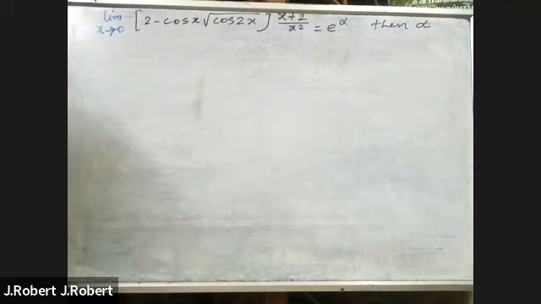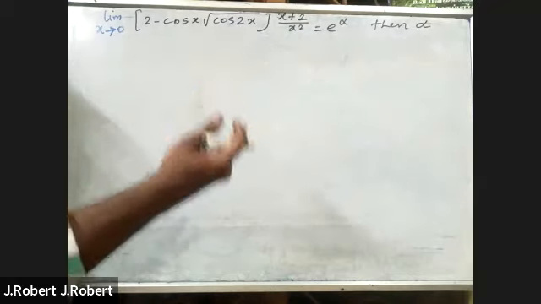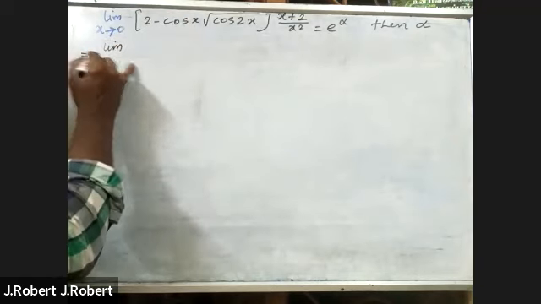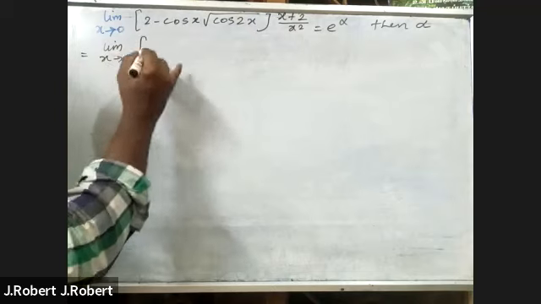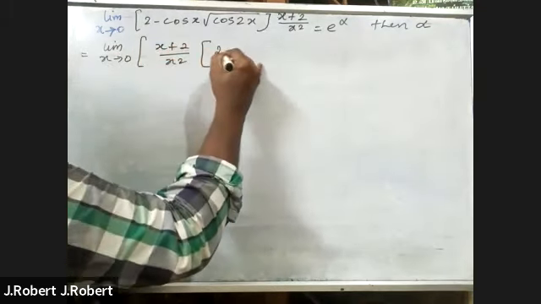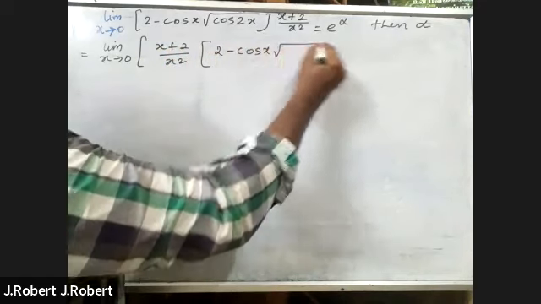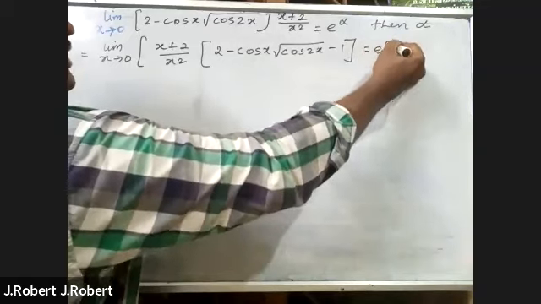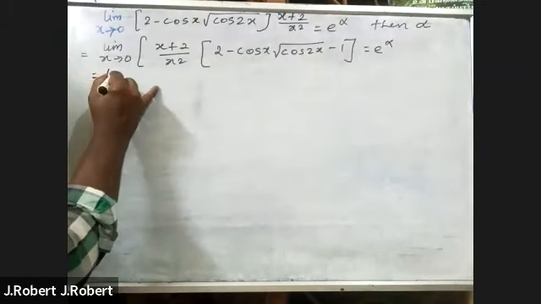So I said just now, in this shortcut method, limit x tends to 0, the father and son, the son will come first. You can write this as limit x tends to 0, the son will come: x plus 2 divided by x square, and then 2 minus cos x into root of cos 2x minus 1, which is equal to e power alpha.